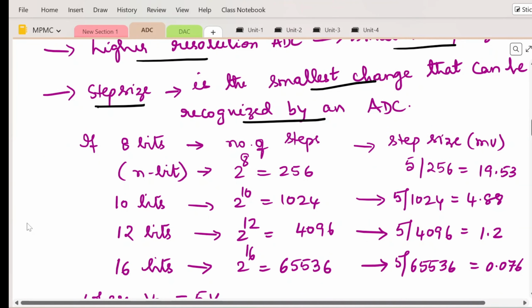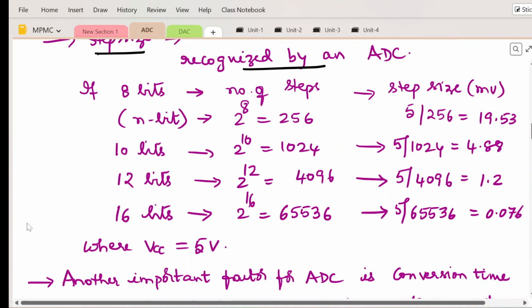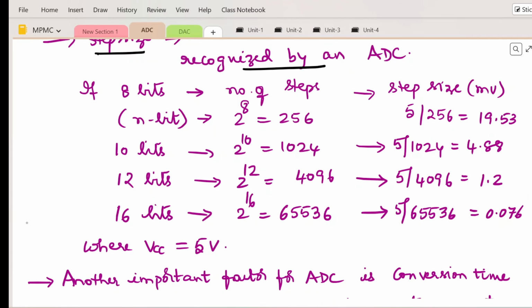Now, let us consider the relationship between the step size and the number of bits. Here, n is the number of bits, then the number of steps is 2 power n, and the step size is the reference voltage divided by the number of steps. For example, if n is 8, then the number of steps is 2 power 8, 256. Then the step size becomes 5 by 256, which is nothing but 19.53 millivolts.